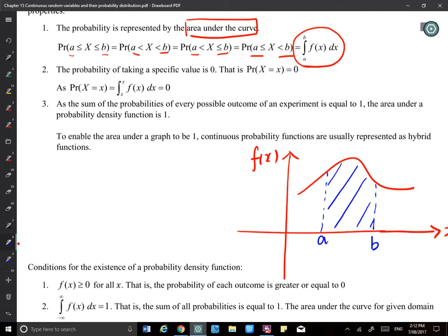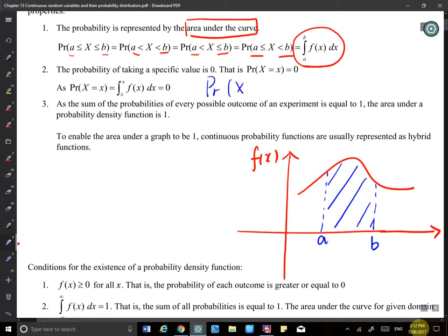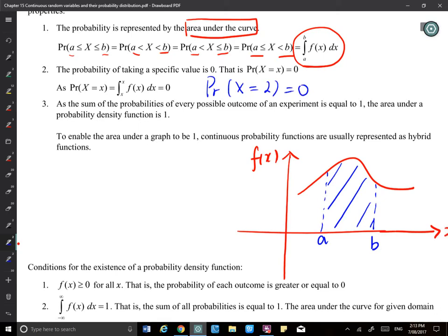Second, the probability of taking a specific value is 0. For example, the probability that X equals 2 is 0 if X is a continuous random variable. I can't ask for X equals something. I'm always talking about an inequality: in between something, less than something, greater than something, that's all fine. But when you say equals to something, the probability becomes 0.